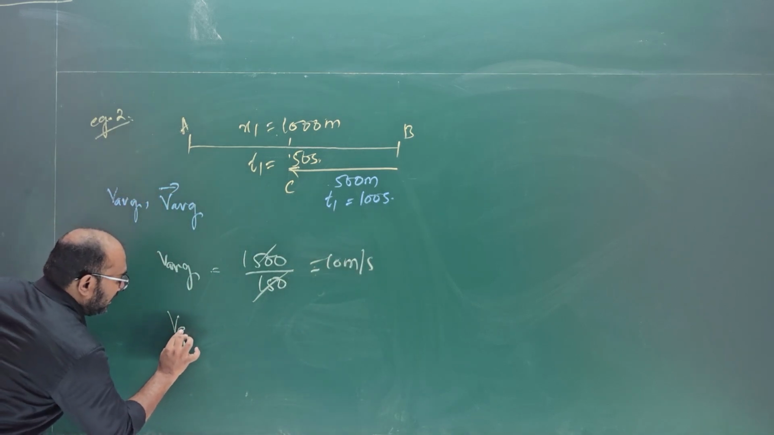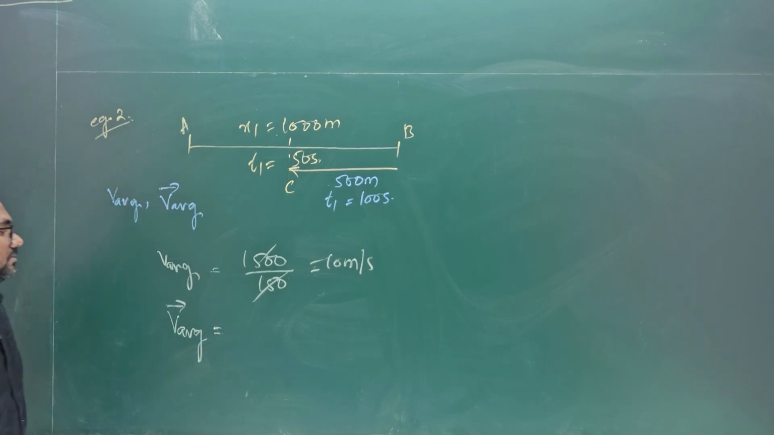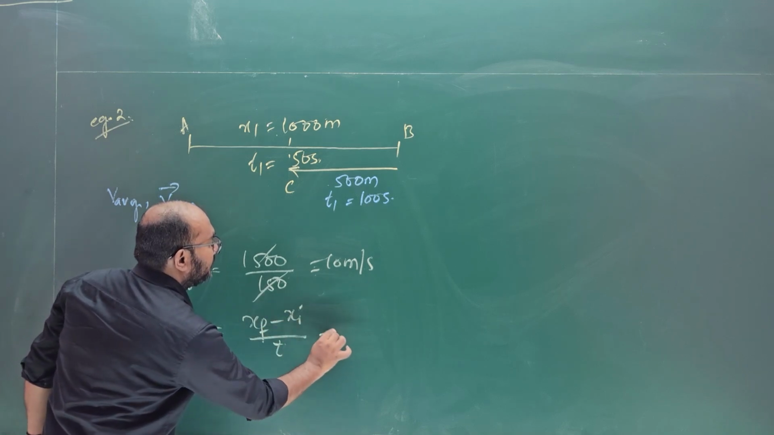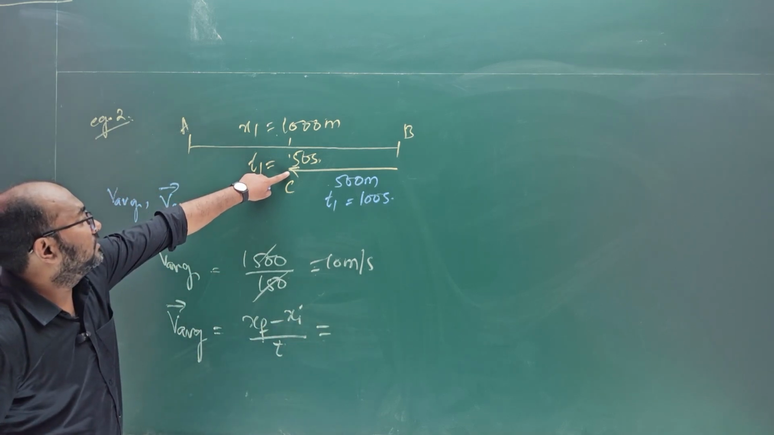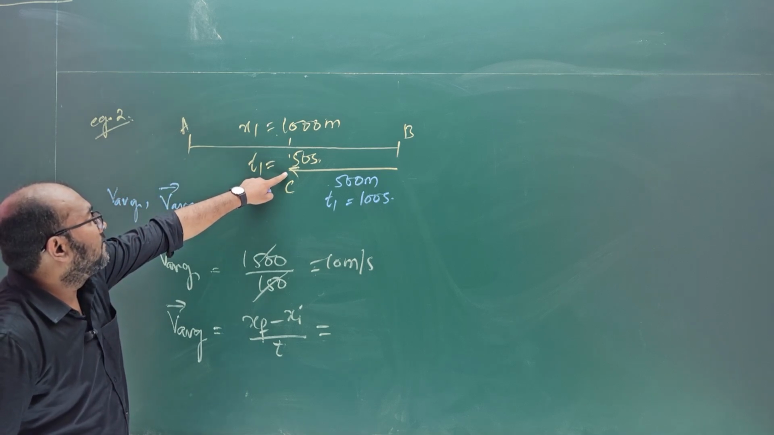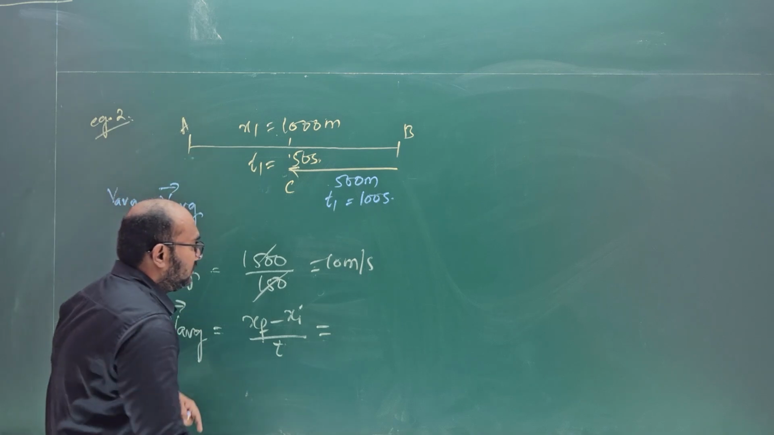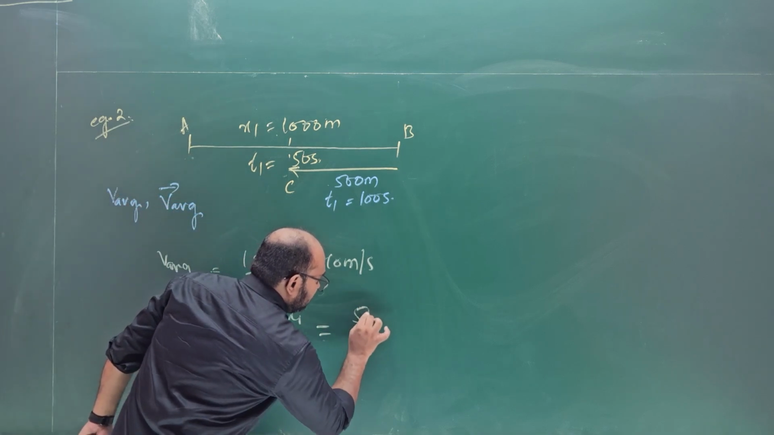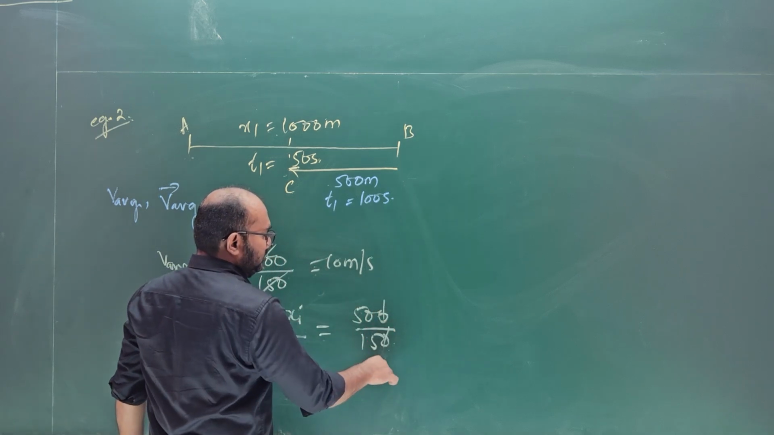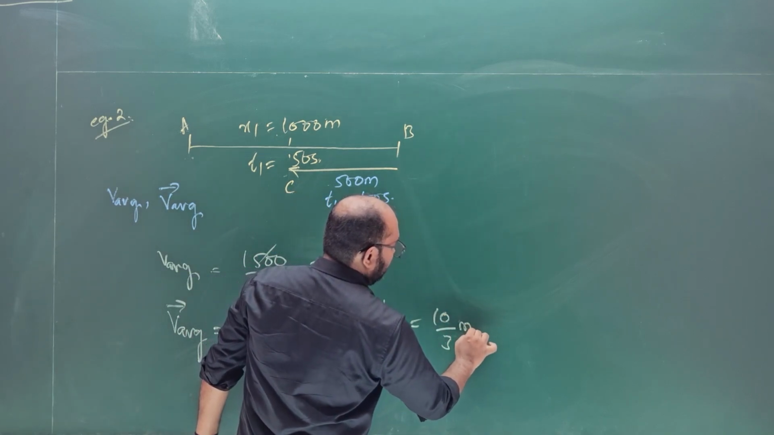Or average velocity, final position minus initial position upon time. So x final minus x initial upon time. Final position is 500, initial position is 0, so divided by 150. So 500 minus 0 becomes 500 upon 150, which is 10 upon 3 meter per second.